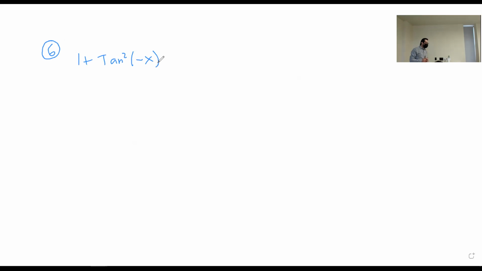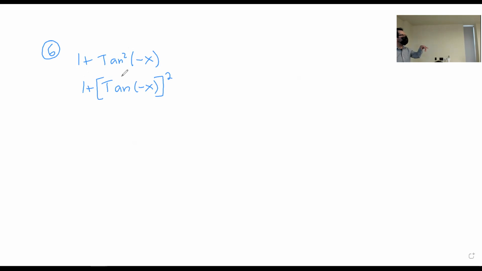Let's look at what's happening here. I'm going to break this one down in the following way. You notice it's Pythagorean, but in the Pythagorean one, we don't have the minus inside. So what do we do with the minus? Well, this is the same as having 1 plus tangent of minus x squared. The fact that I put the square here to indicate that the whole function is being squared is the same thing.